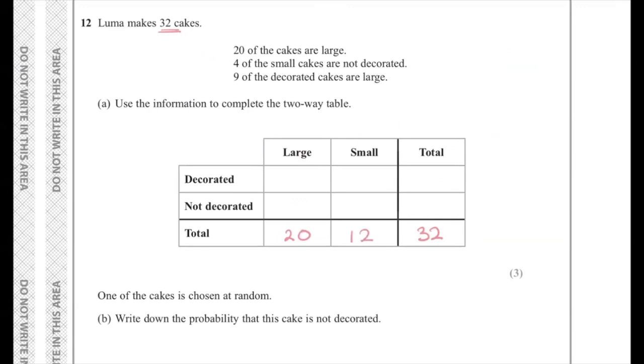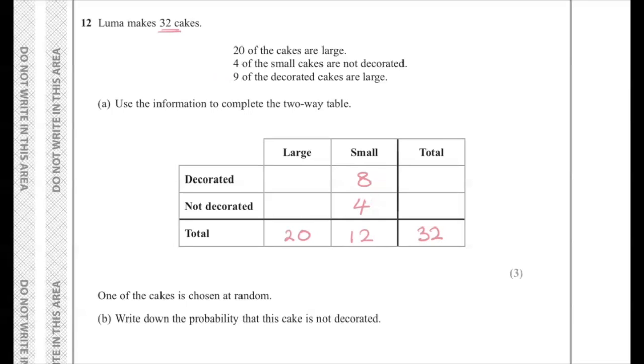I don't have to stop at this stage. I could have kept going with the information. 4 of the small cakes are not decorated, so 4 small not decorated go there. And again, I could use this to find this one straight away before I worry about the next line, or I could do the next line. It doesn't matter. It's really a personal preference. I'm going to do it. So that has to be 8. These 2 would add to make the total.